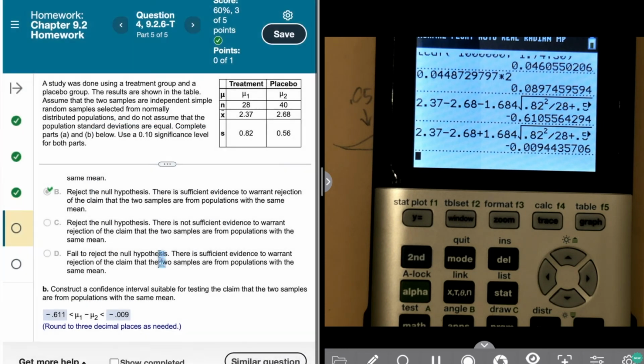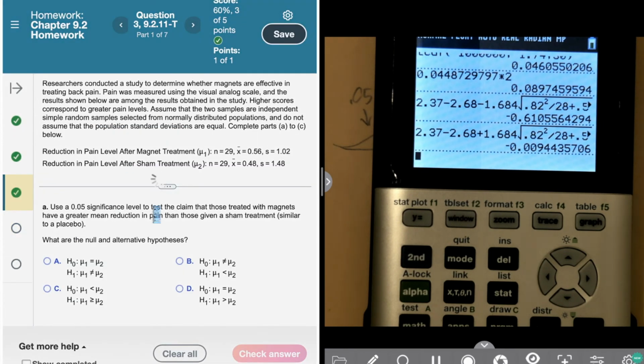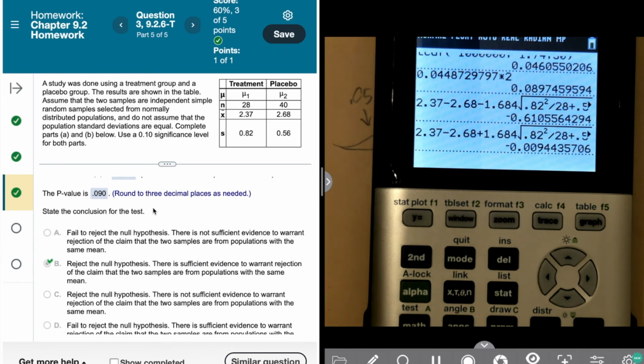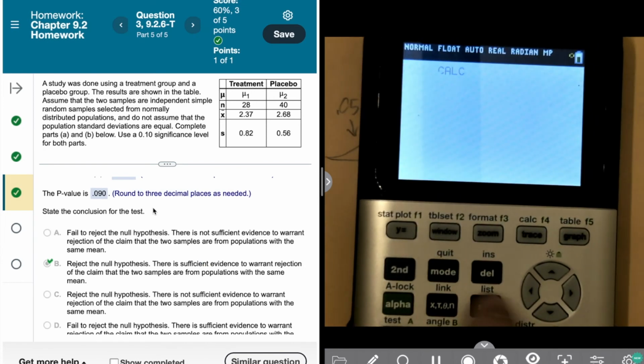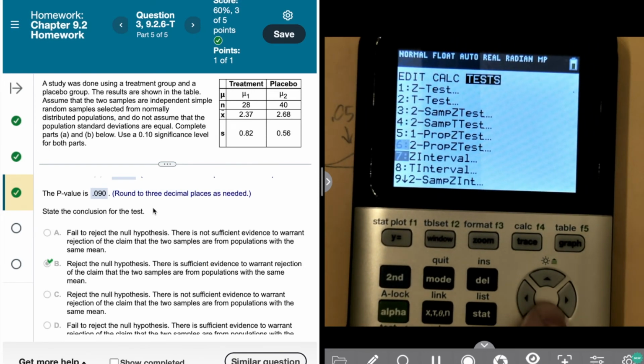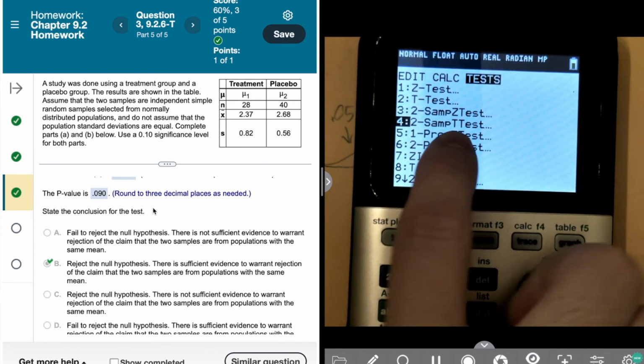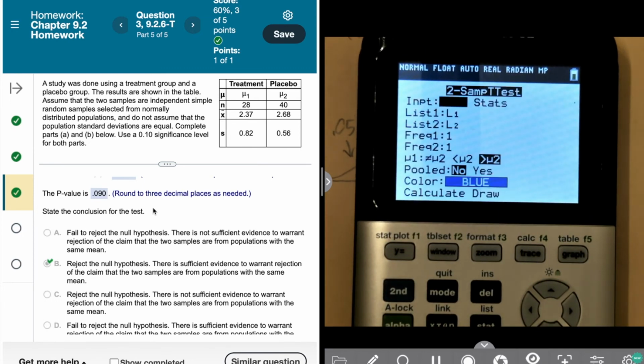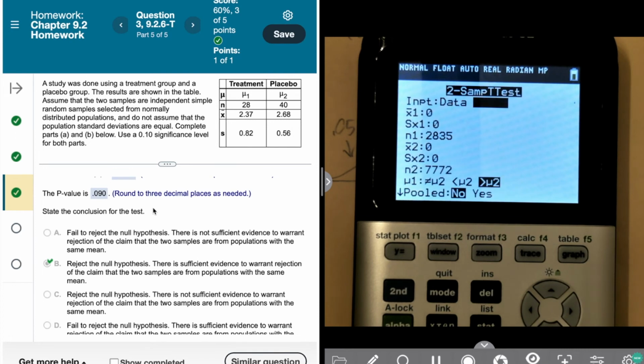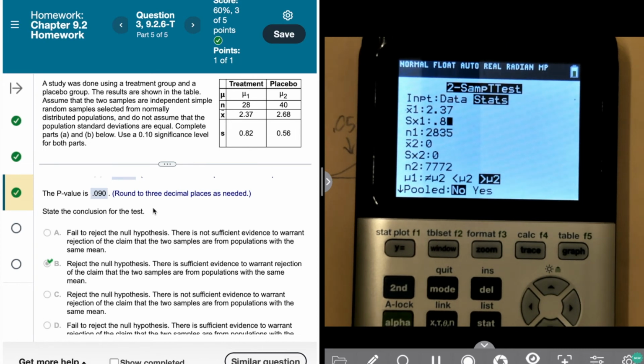Now, again, I just feel like this is going to be wrong because I'm using the table, but I was right, so cool. All right, really quickly, again, let's run through what this would be using the calculator and show you just how much easier that would be. We're going to go to tests. This time we are doing a 2-sample t-test because we have 2 samples, and we're going to input the data via stats because we have those summary statistics. So the mean from one was again 2.37, the standard deviation was 0.82, the sample size was 28. For the other, it was 2.68 for the average, 0.56 for the standard deviation, and 40.